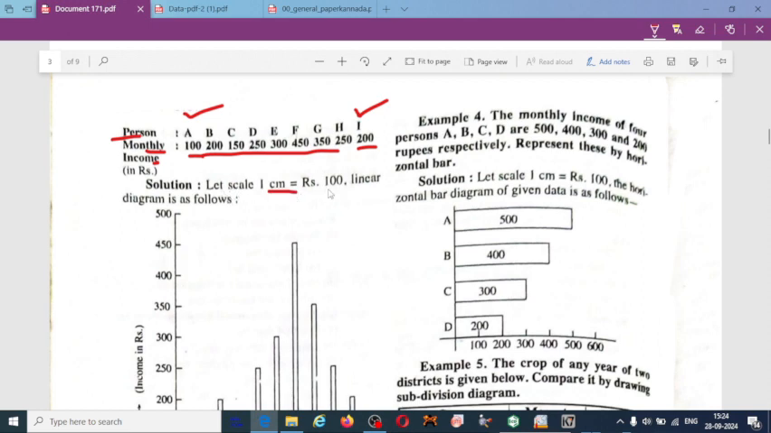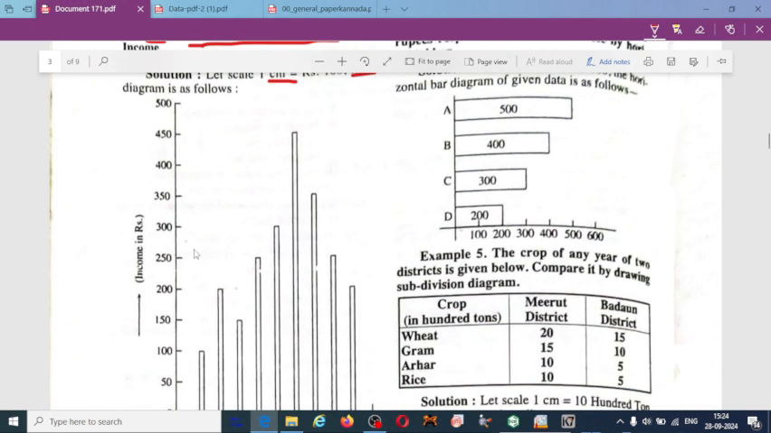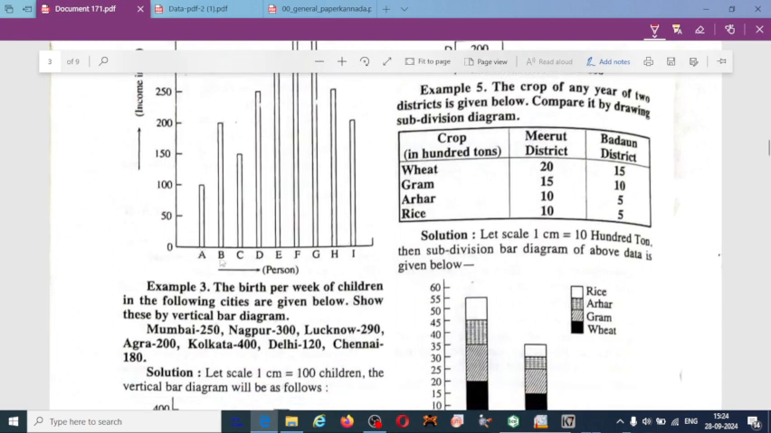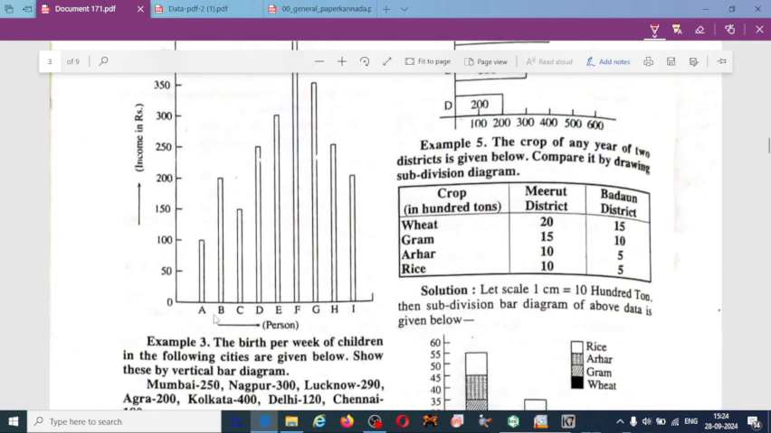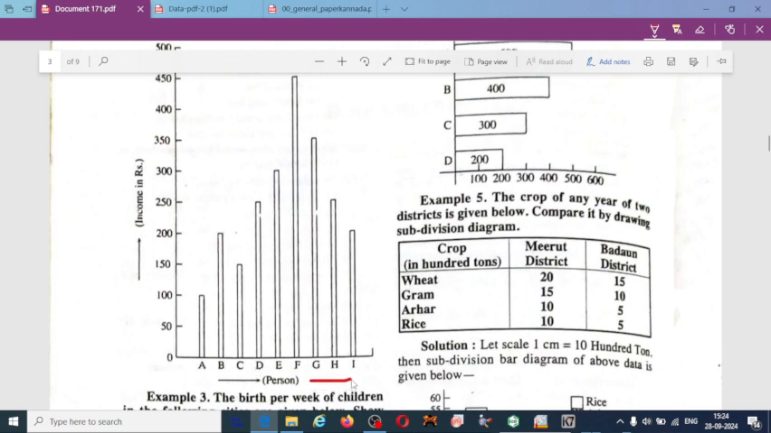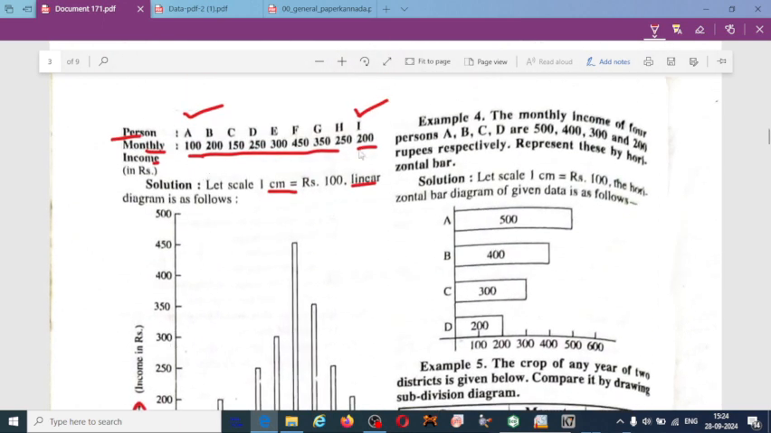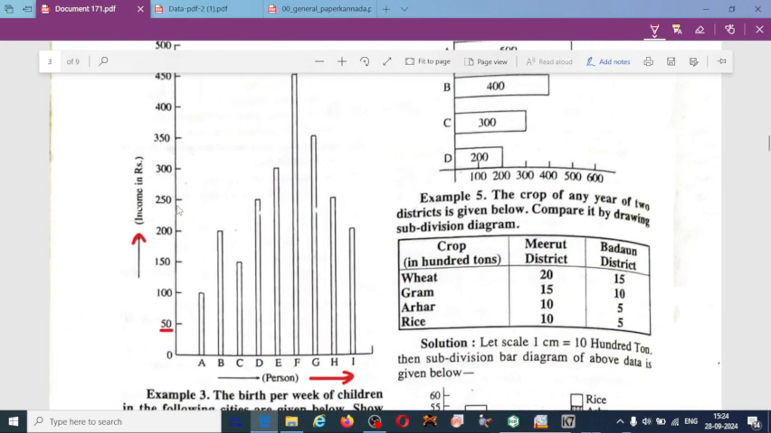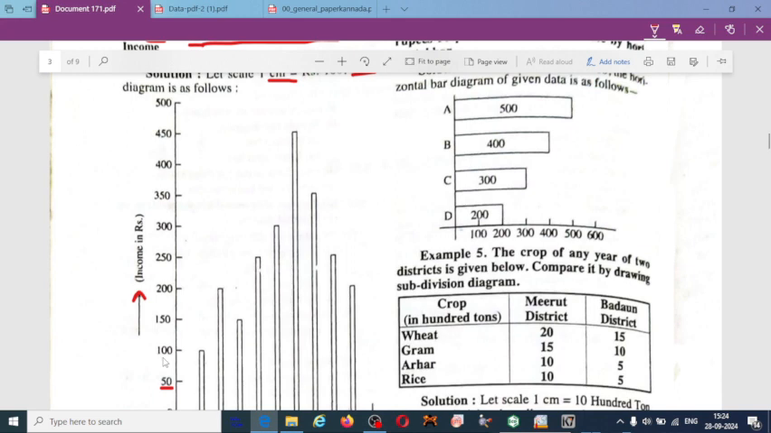Let's take the scale: 1 centimeter equals how much here? 100 rupees we can take. Linear diagram means what? In a straight line. So first you can take the different persons along the x-axis, and on the y-axis you can take income. The minimum is 100 rupees and the maximum is 450 rupees, so you can start with 50 and each time increase by 50 rupees: 100, 150, up to 500. You can take the values along the y-axis.